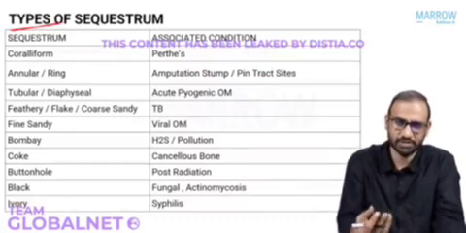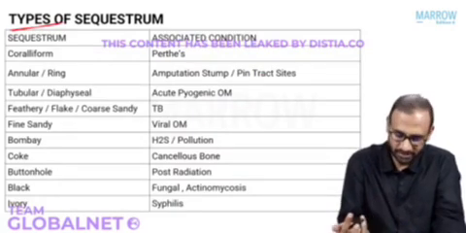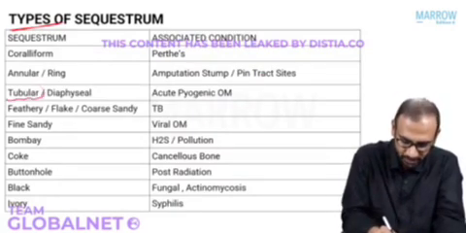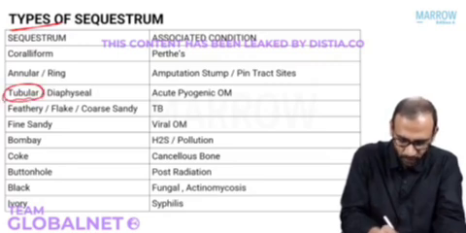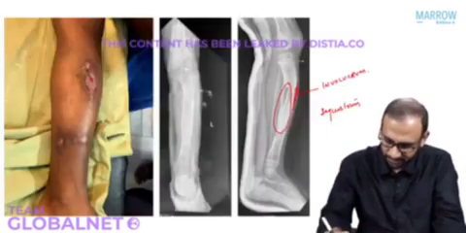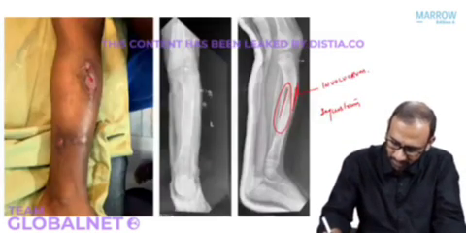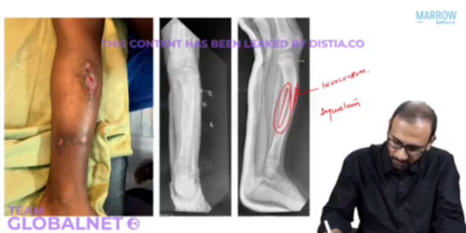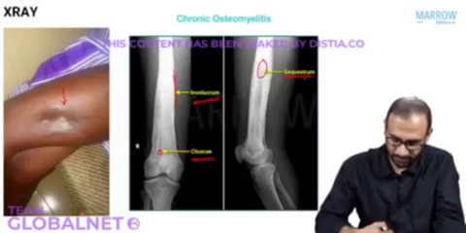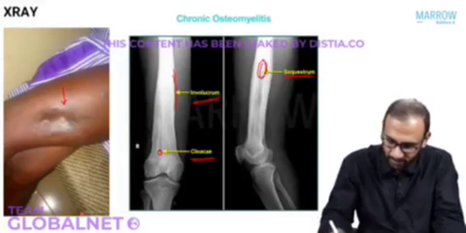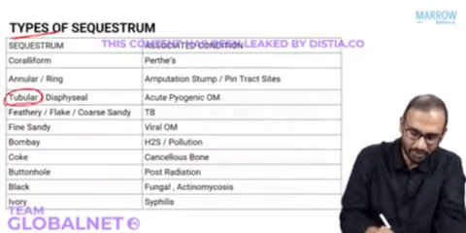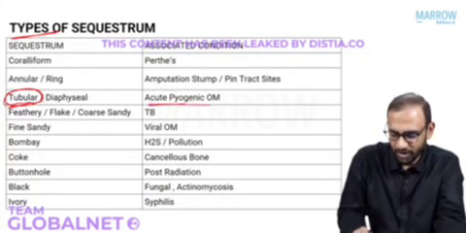The normal sequestrum that you see in Staphylococcus aureus, it is tubular sequestrum. Okay, it is tubular. So look at this image here. It looks like a tube. Okay, it's tubular, long tubular sequestrum. Okay, here again it looks like a tube. Tubular sequestrum is seen in acute pyogenic osteomyelitis.